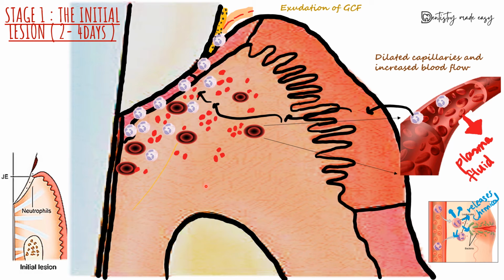So the clinical manifestation in this stage 1 is exudation of GCF. The next thing that you will see microscopically is that the leukocytes are present. So in this stage 1, the predominant cells which are seen are your leukocytes. There will be loss of collagen, and as the plasma fluid has escaped out, there will be serum proteins which are present in stage 1.